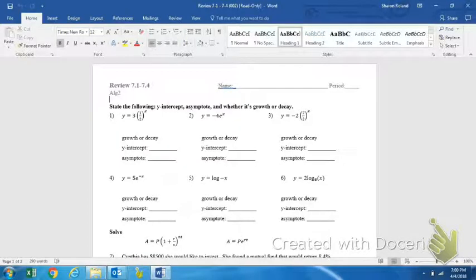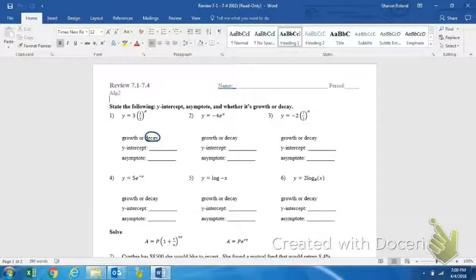Okay, let's state the following: x-intercept, asymptote, and whether it's growth or decay. You have to use your calculator for these, or I do, especially to verify, because sometimes they'll look like they're growth, but the general rule of thumb is if this is a fraction, it's going to be a decay. If it's more than 1, it should be a growth. Now, sometimes that switches up if you had a negative number, but 3 is positive, so it's still a decay.